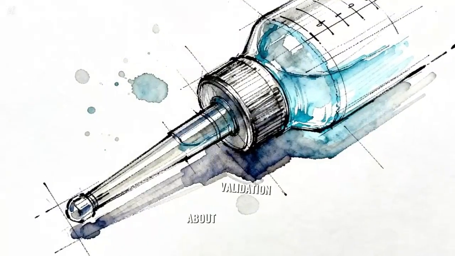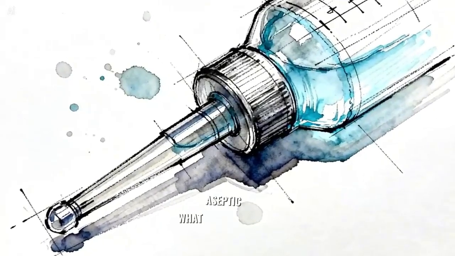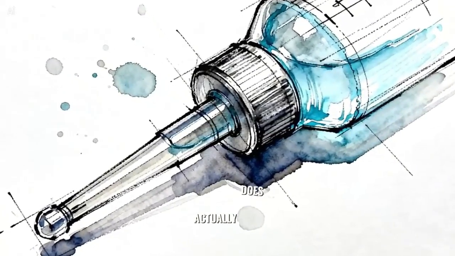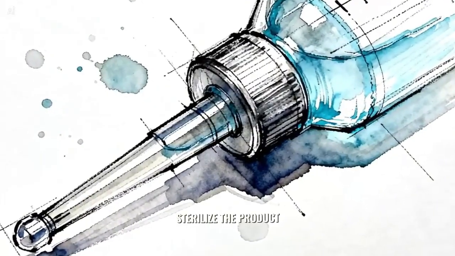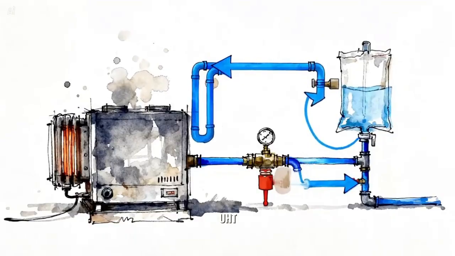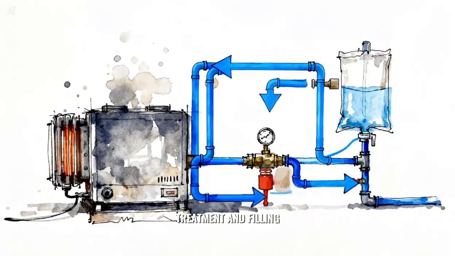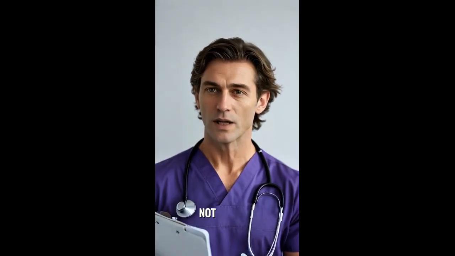Before we talk about validation, let's align on one thing: what aseptic testing actually does. It does not sterilize the product. It verifies process integrity between the UHT treatment and filling. It is designed to detect process failures. If your aseptic test fails, the issue is not the test. The process is telling you something.